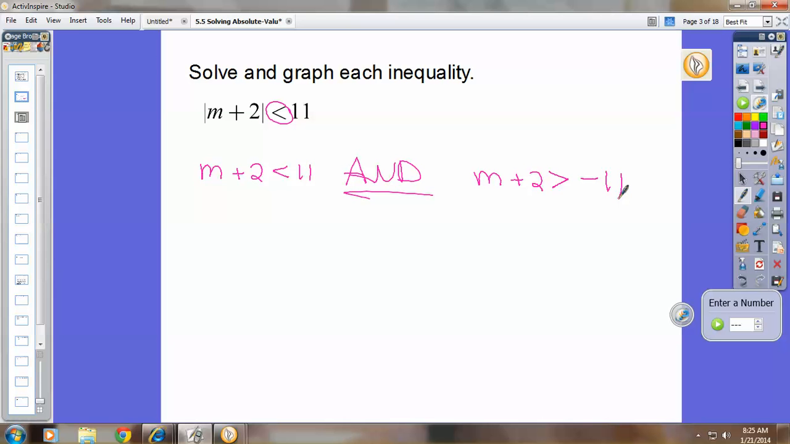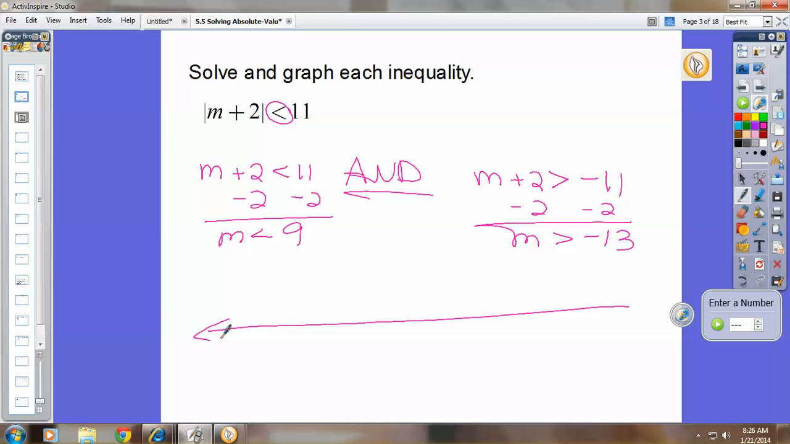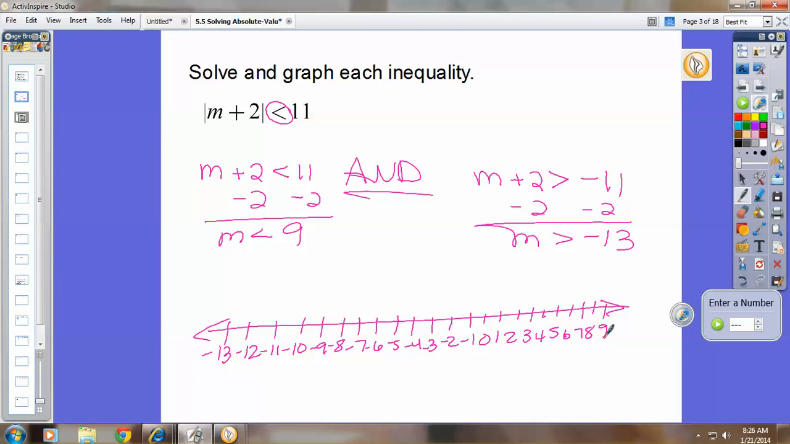How do you solve the first inequality? So we're left with m is less than 9. On the right-hand side, what would you do to solve? Subtract 2. M is greater than -13. So let's draw our graph, and let's graph numbers that are less than 9 and greater than -13. So we're going to go all the way from -13 to +9. So we have less than 9, and we have greater than -13.